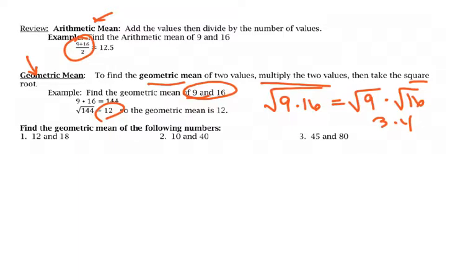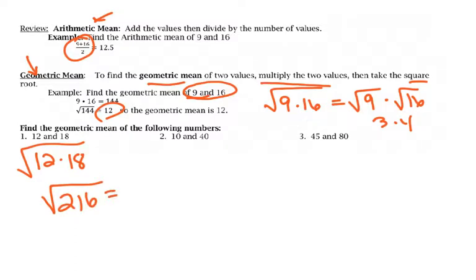So let's practice just finding the geometric mean. So 12 and 18, you're going to do 12 times 18 and then take the square root of that. And so you can calculate that out. That's going to be square root of 216. 216 is not a perfect square. It is a perfect cube, so 6 times 6 times 6, so it's going to be 6 square root 6. And so this is the geometric mean.